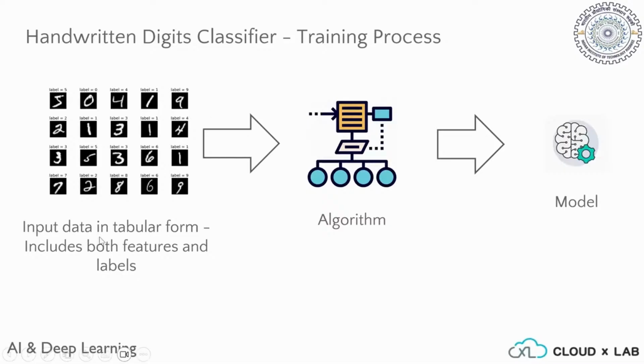So now we will have input data in a tabular form that includes both features and label. Now using that matrix X and Y, where X is nothing but the input and Y is nothing but the output label, we will use X and Y both to train a machine learning model, right?